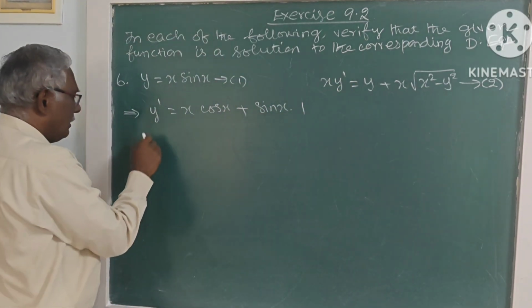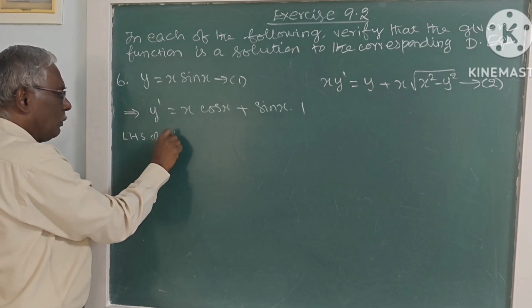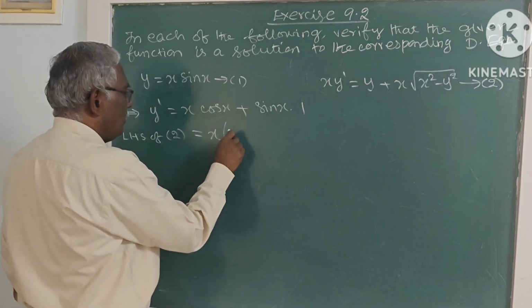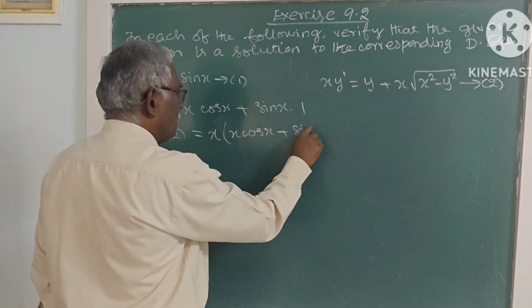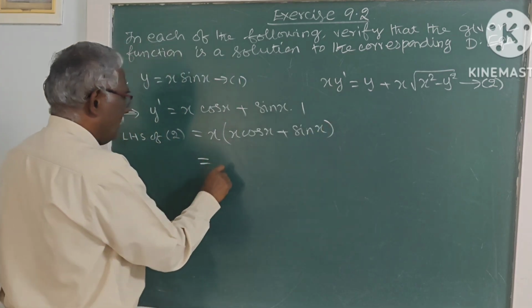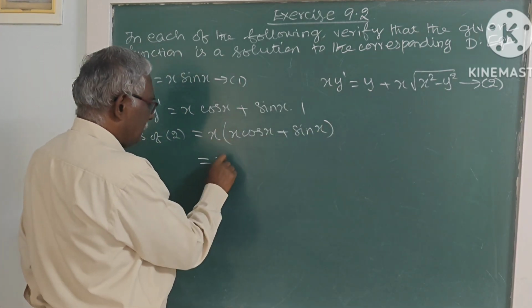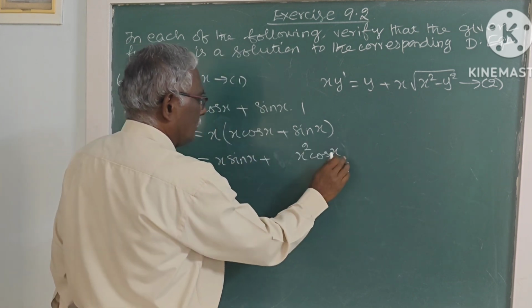Left hand side of the equation 2 has x y dash. So multiply the equation by x, we get x into y dash. For y dash, we'll substitute x cos x plus sin x. Then we get x sin x plus x square cos x.